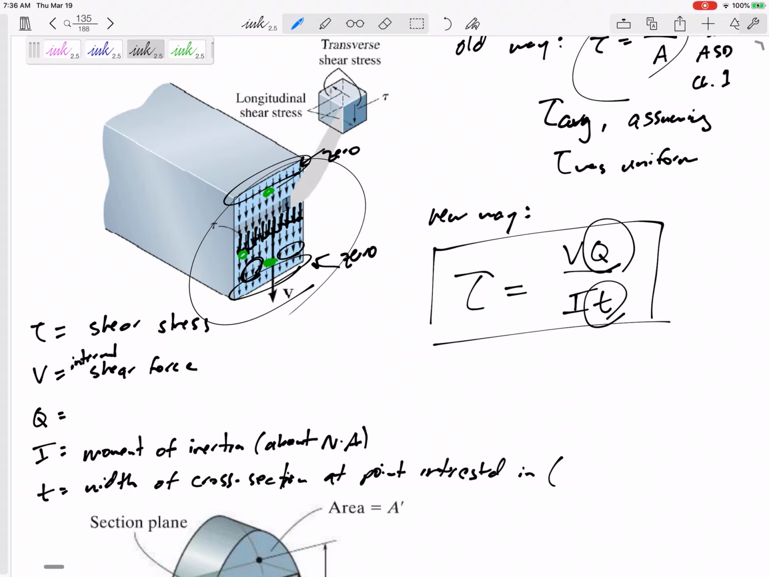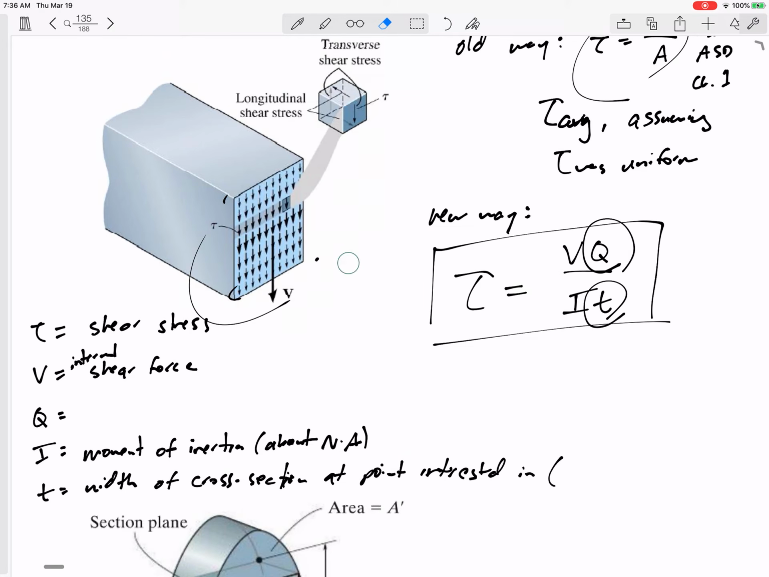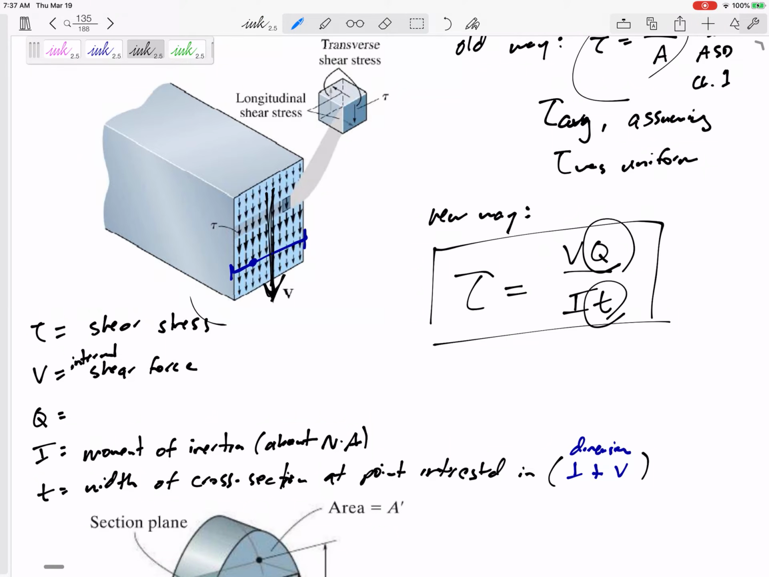So let's say, let me erase a lot of this. Let's say we're interested in this point right here. T would be this dimension right here. It's a dimension perpendicular to V. So you see V is straight up and down. My thickness would be left, right, horizontal thickness. All right, perpendicular to V.